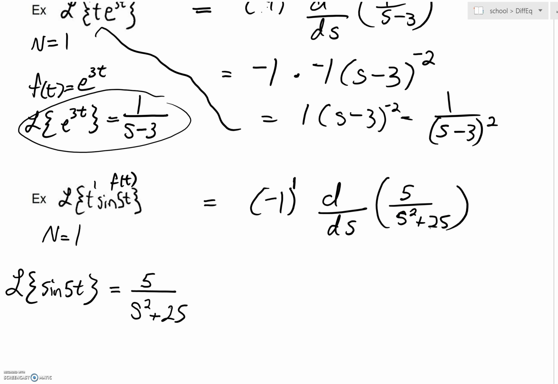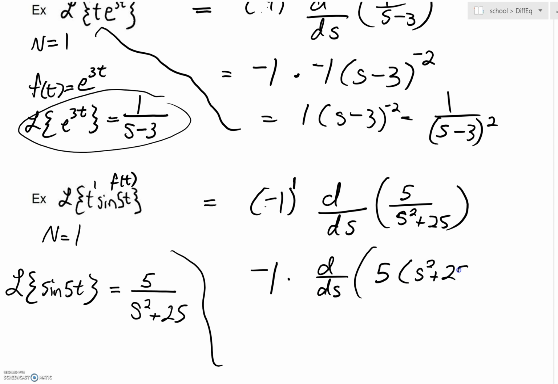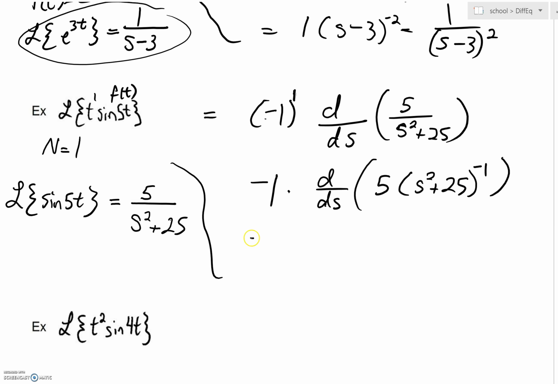Okay? So at this point, I just want to say again, negative 1 to the 1 is a negative 1. And maybe you even want to say, hey, wait a minute, isn't this really 5 over s squared plus 25 to the negative 1, and we'll take our derivative of that thing. We're going to need the chain rule, won't we? A derivative here, we bring down negative 1. Negative 1 times 5 is negative 5. We'll have s squared plus 25 to the negative 2.